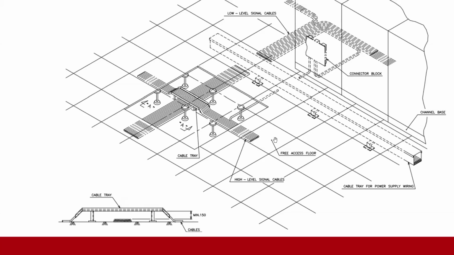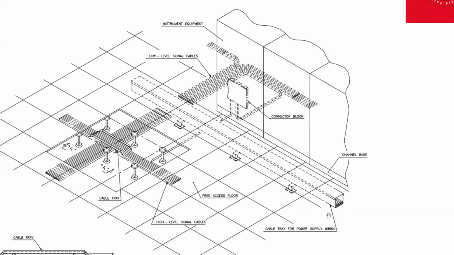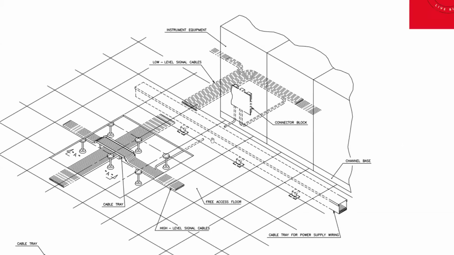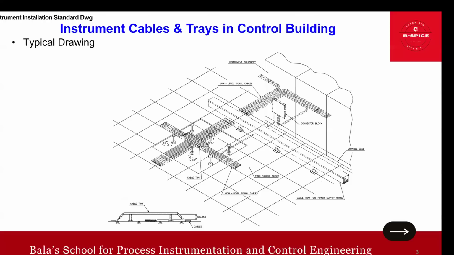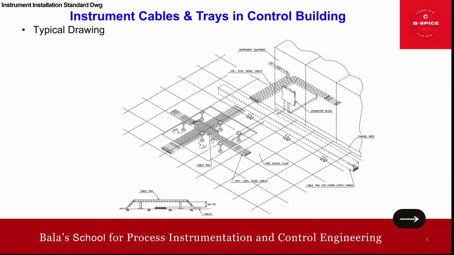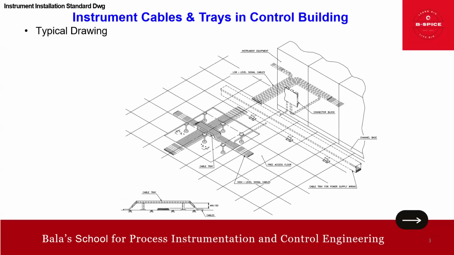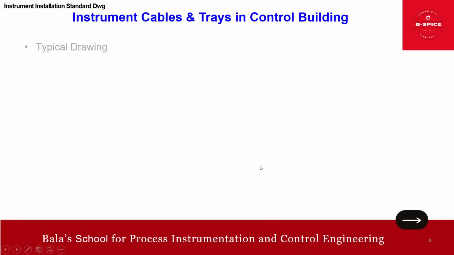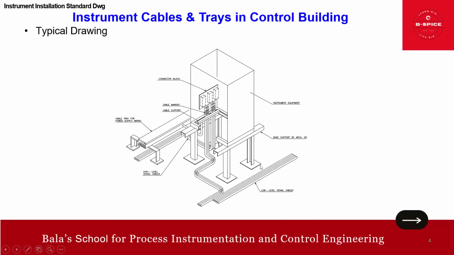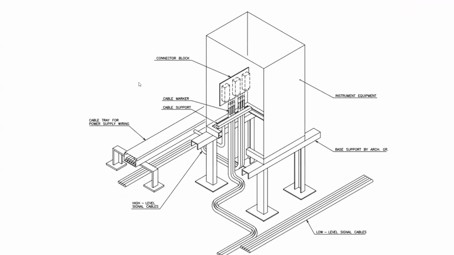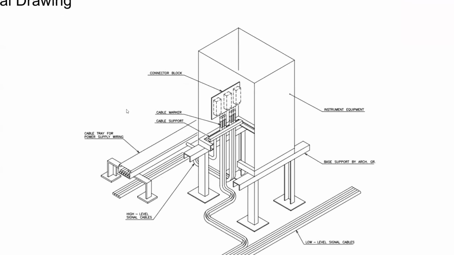Then how about the power cable? The power cable is in a separate routing altogether. You see here, this is the tray for it, and inside this the power cable is routed. Okay, so that's about the typical drawing, friends. This is how we need to come out with the typical drawing for the cable tray and cables inside the building.